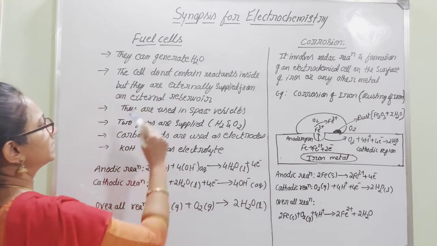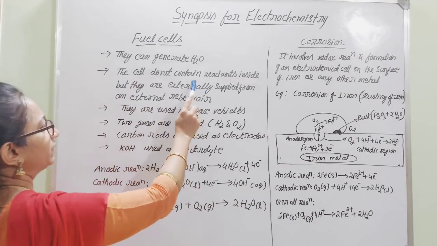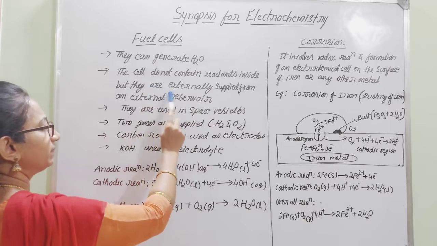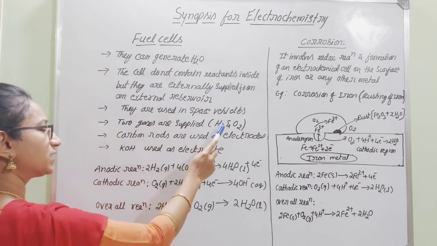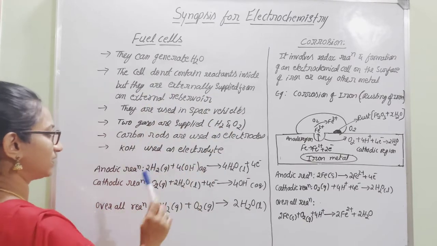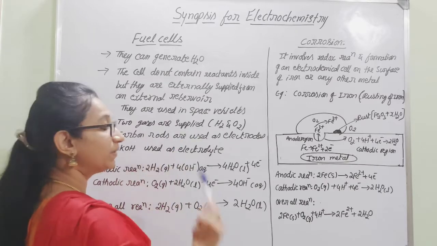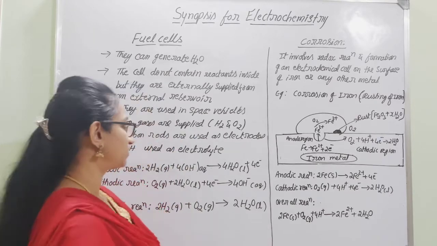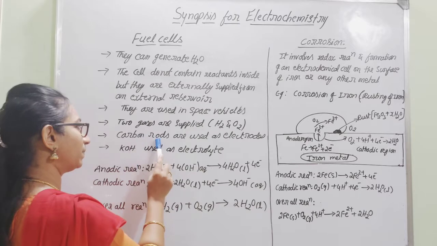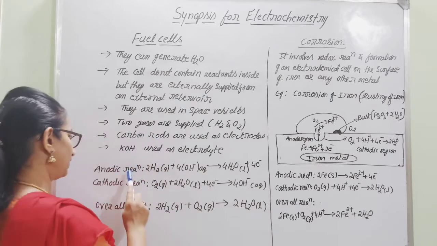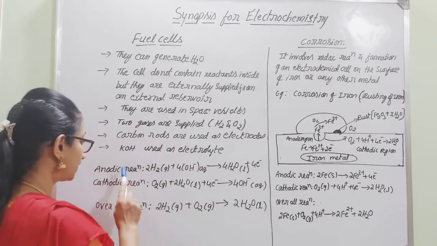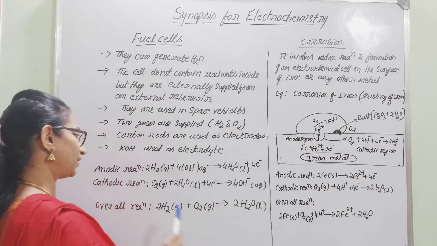The cell does not contain any reactant inside it, but they are supplied externally. Which are those? One is hydrogen, another one is oxygen. Carbon rods act as electrodes here, so the electrodes are made up of carbon rods. There are two reactions, as you know: one is the anodic reaction, another one is the cathodic reaction.